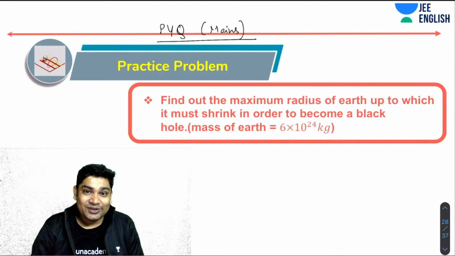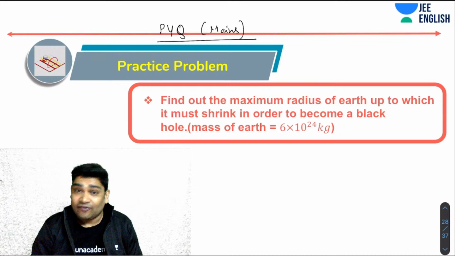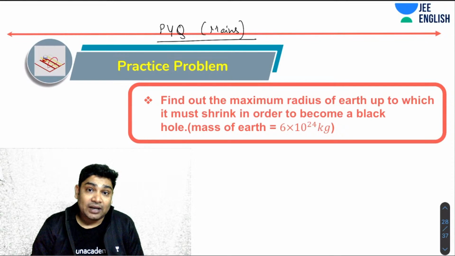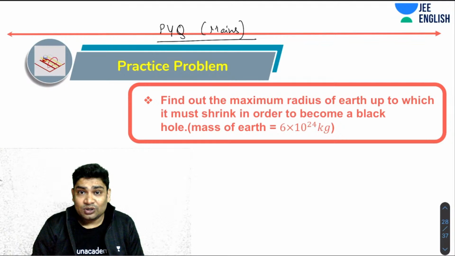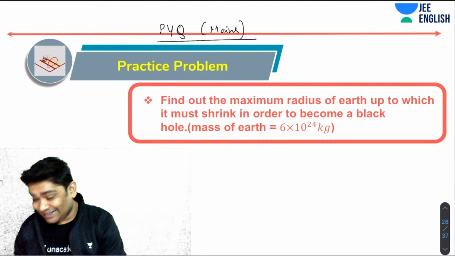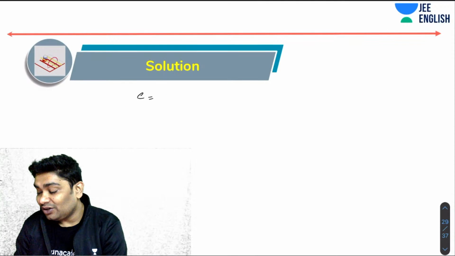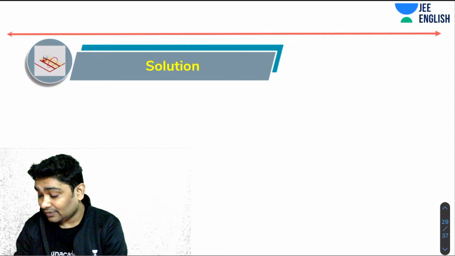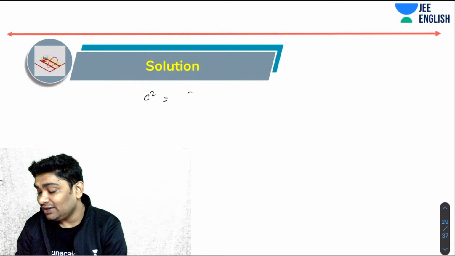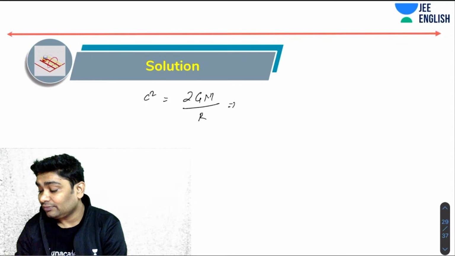So when do we call anything a black hole? If the escape velocity at the surface should become greater than or equal to c. So you can figure this out quickly. Let's try and quickly do this. I know c square should be equal to 2GM over R. So from here I will get R.